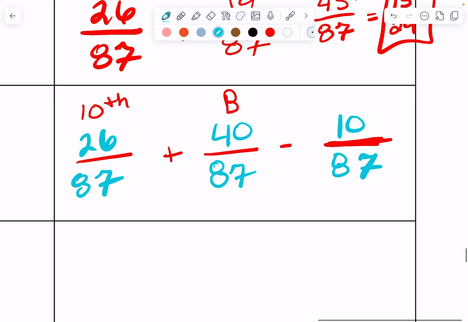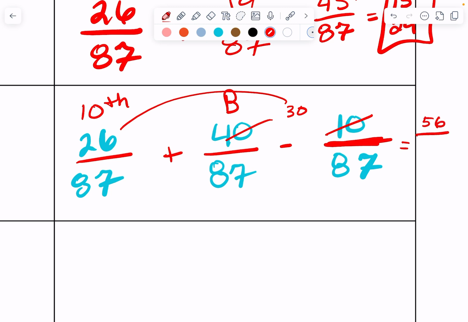All right. Sometimes it's nice and easy to do 40 minus 10 first. So I'm just going to cancel those. I'm going to say that's 30. And then 30 plus 26. That is going to be 56 over 87.